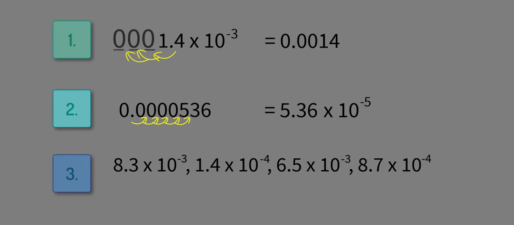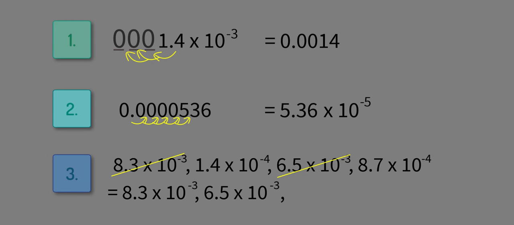So we know that 8.3 times 10 to the negative 3 is going to be bigger than 6.5 times 10 to the negative 3. And again, both of those are greater than the other two values because the other two values are 10 to the negative 4th, which is going to be smaller.